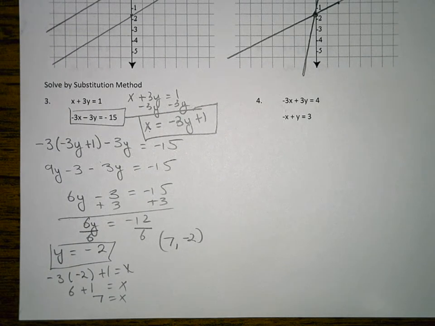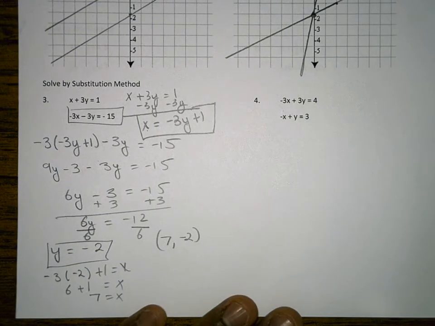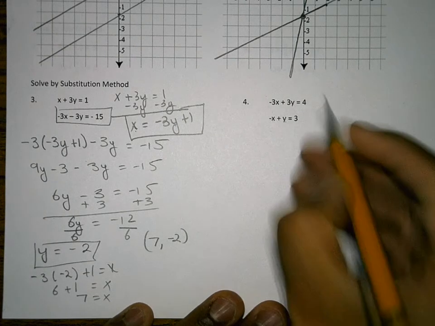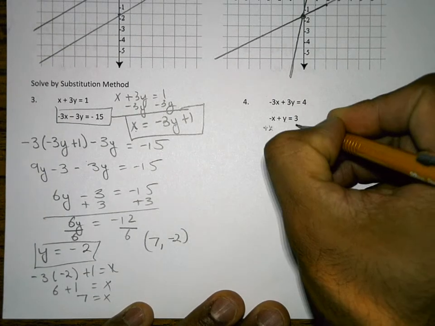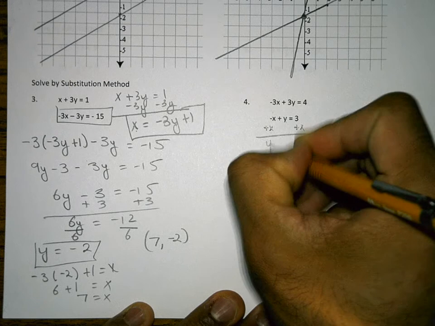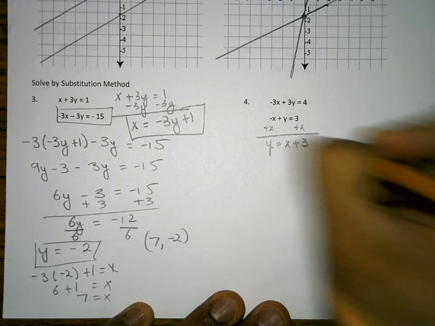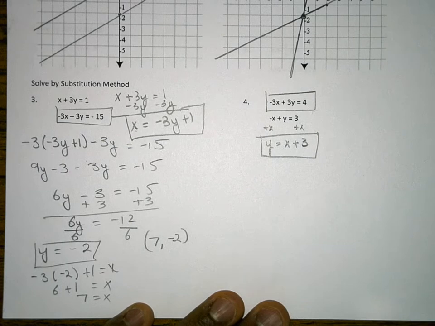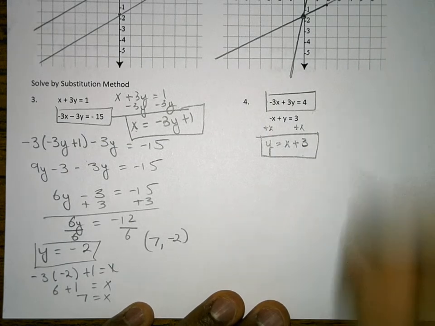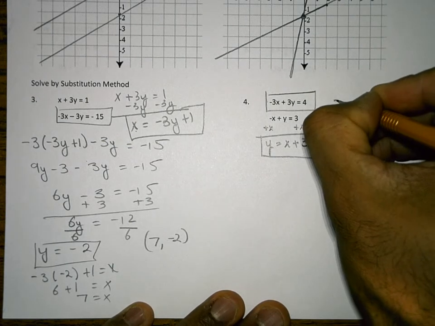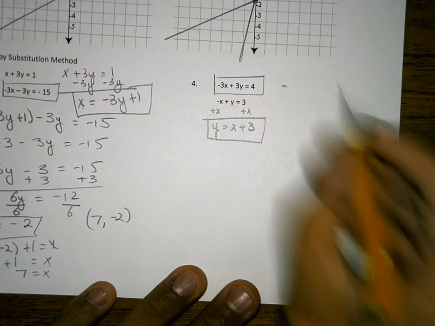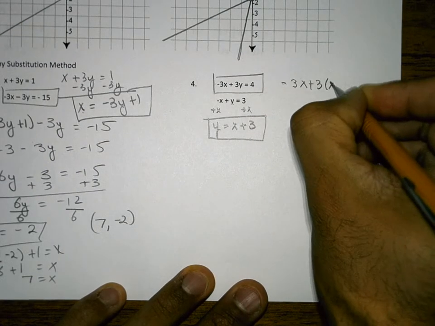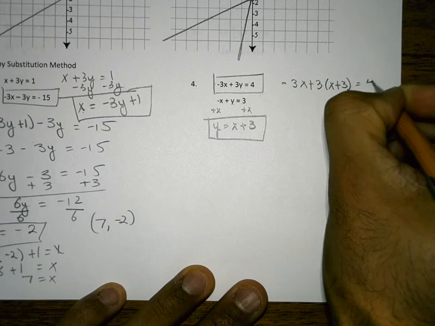Okay. Moving on to the next one here. Get a variable by itself, and probably getting this y alone is the best one. So I'm going to use that equation. I'm going to take this one and plug it into that one. So I get negative 3x plus 3 times (x plus 3) equals 4.